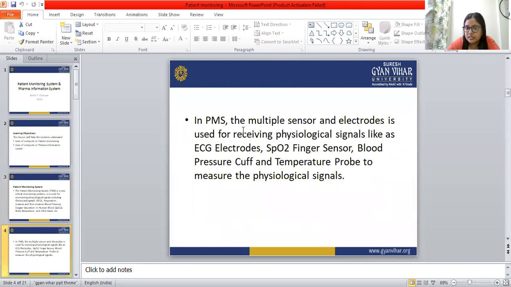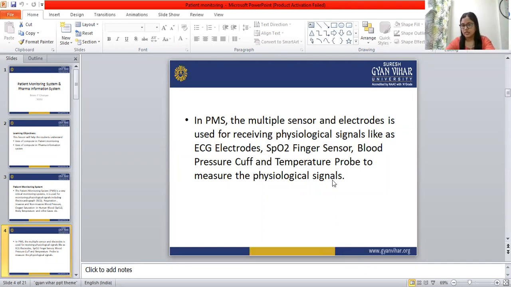In patient monitoring system, multiple sensors and electrodes are used for receiving physiological signals, like ECG electrodes, SpO2, that is oxygen saturation level, with a finger sensor, a blood pressure cuff, and a temperature probe to measure the physiological signals.